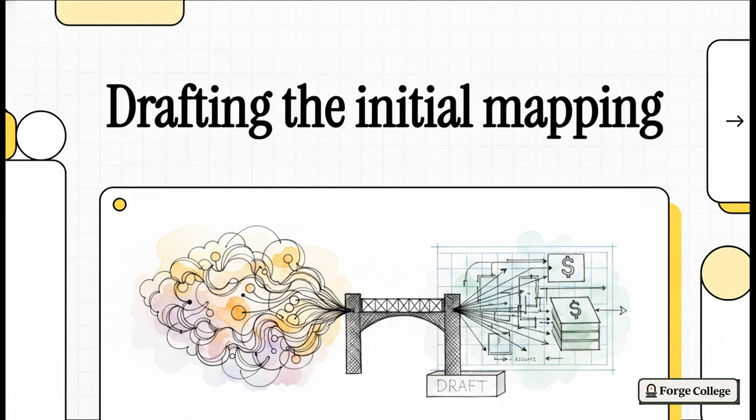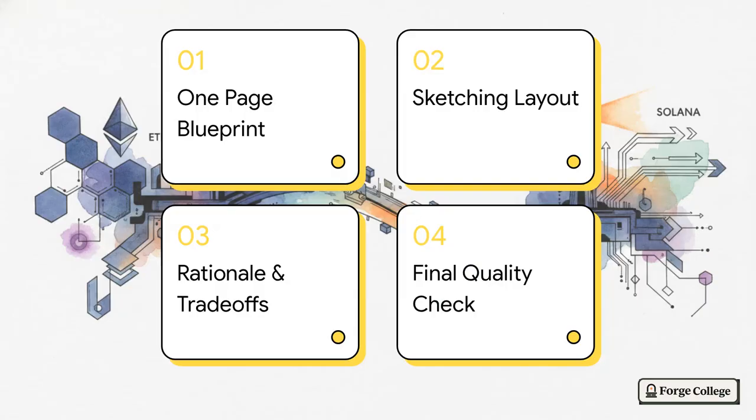Okay, let's dive into this. Today is all about taking that abstract rubric and turning it into a concrete, reviewable draft. It's time to start drafting our initial mapping. Think of this explainer as our project schematic. We've got our rubrics, but now we actually have to put pen to paper.